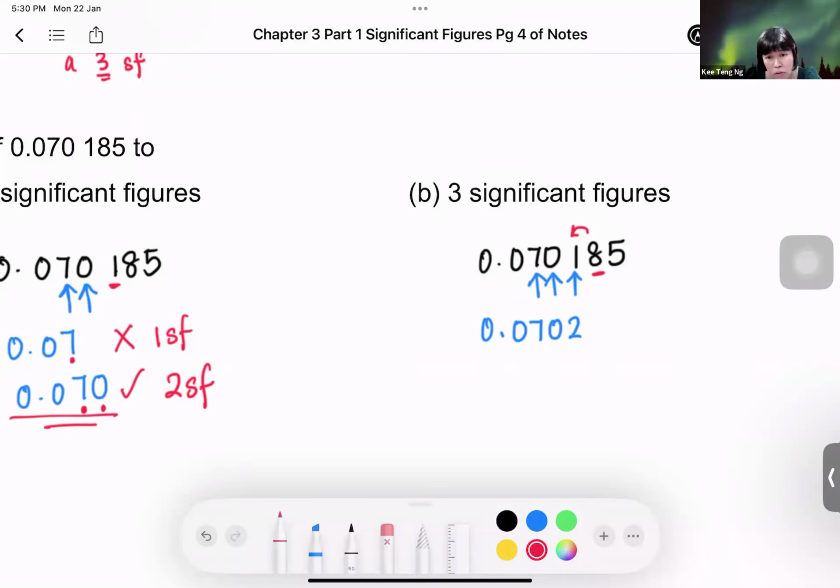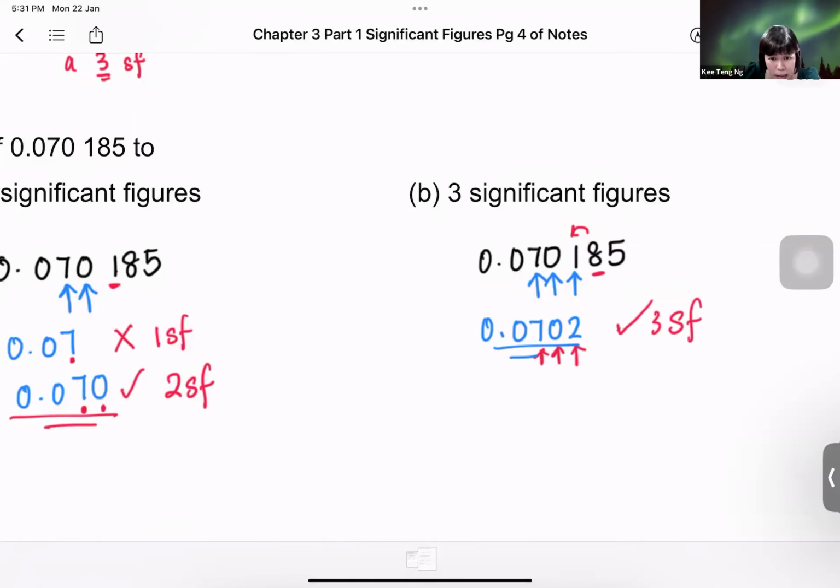Let us count. Is this the correct sig fig? We have 1, first non-zero number, 2, and 3. This is already 3 sig figs. Do I need to add any more zeros at the back? No need. So this one already met my requirement. This is 3 significant figures, and this will be the final answer.